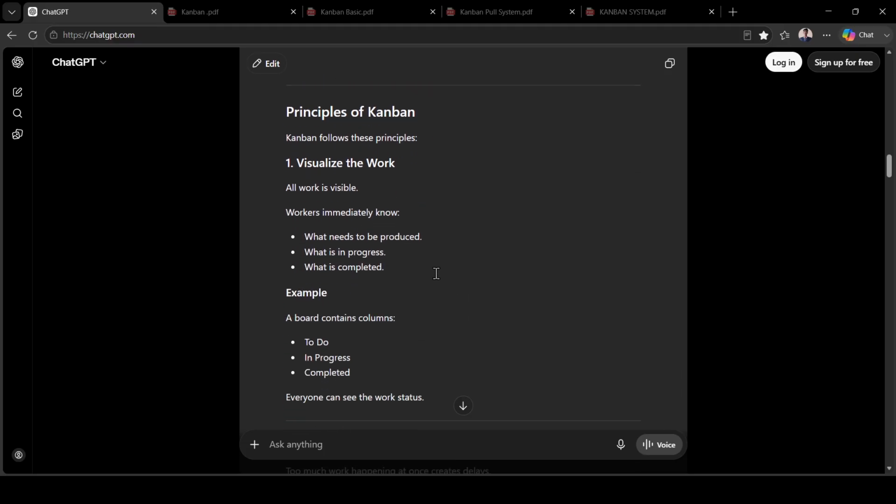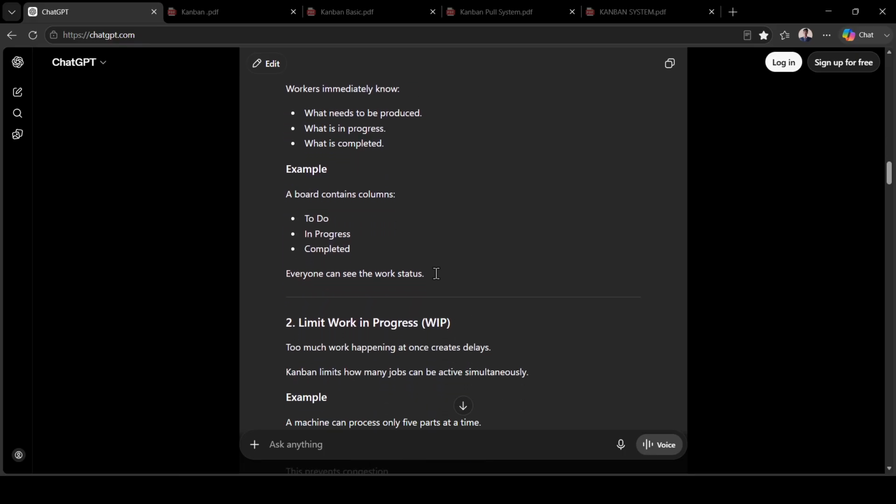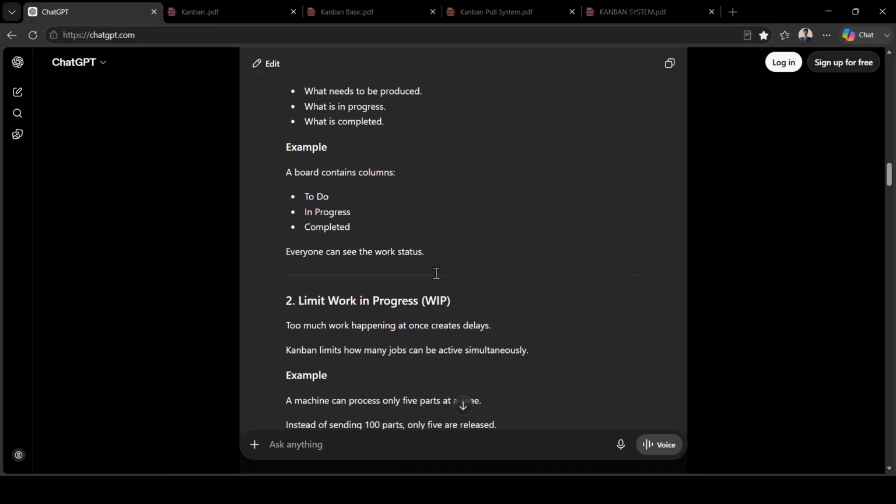Then the principles of Kanban. Kanban follows these principles. First principle is visualize the work. All work is visible. Workers immediately know what needs to be produced, what is in progress, and what is completed. I'll explain with one example. A board contains columns: to do, in process, completed. Everyone can see the work status.